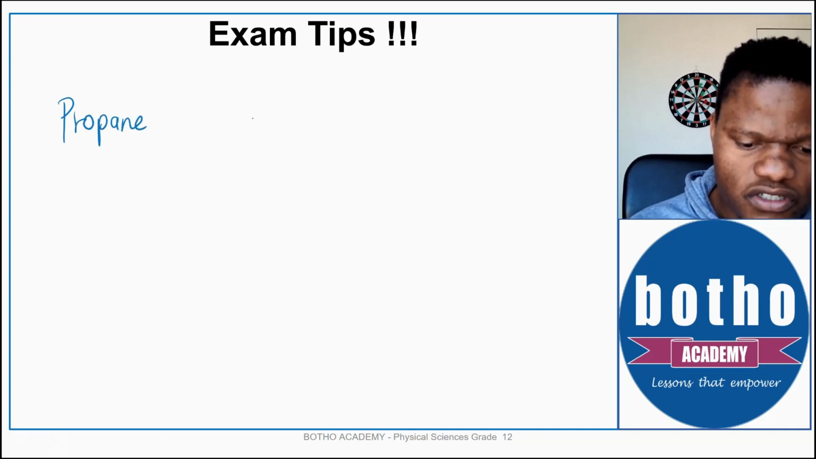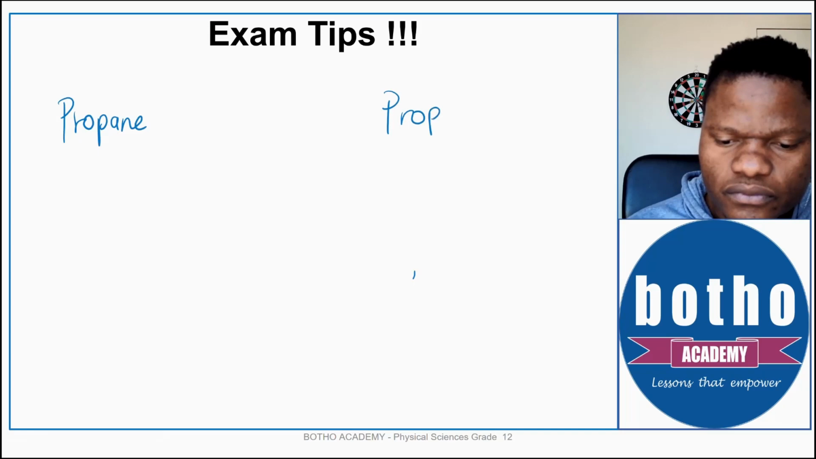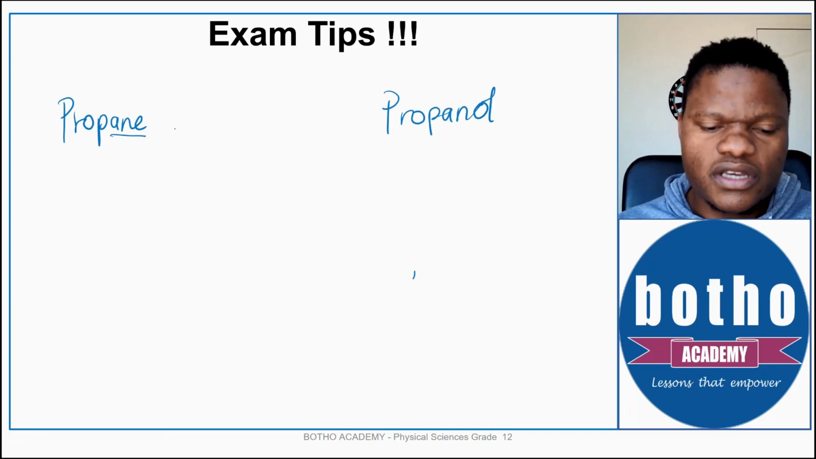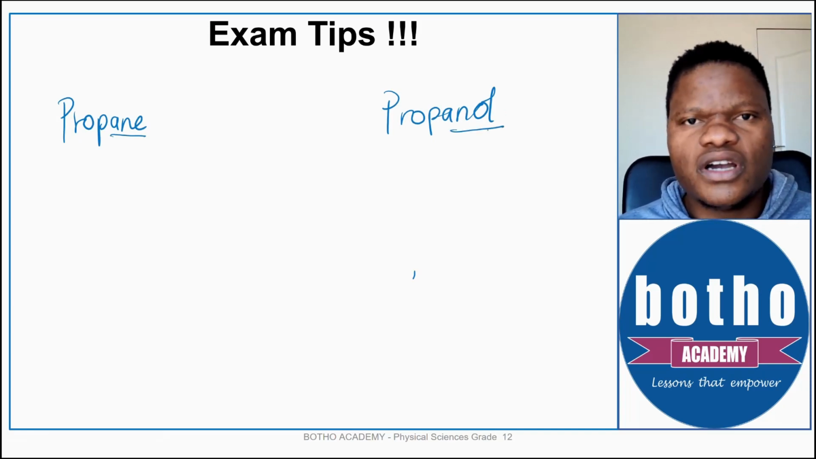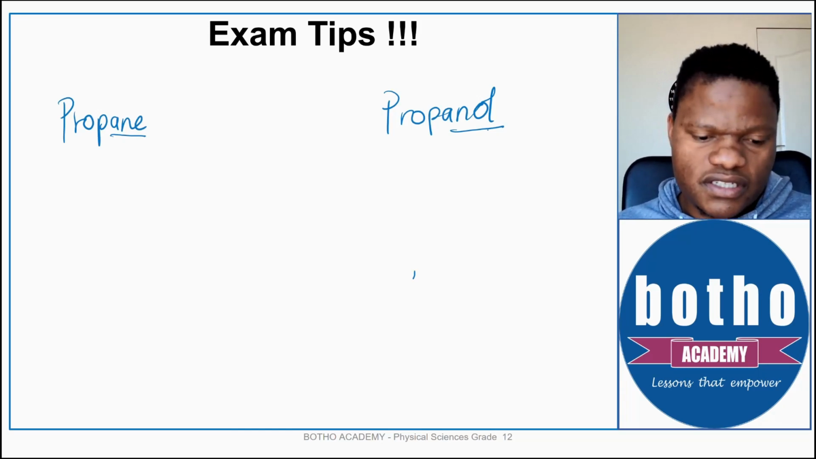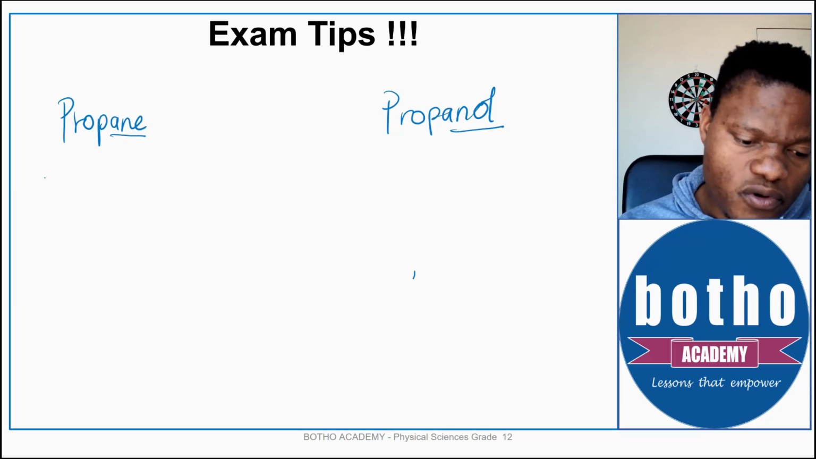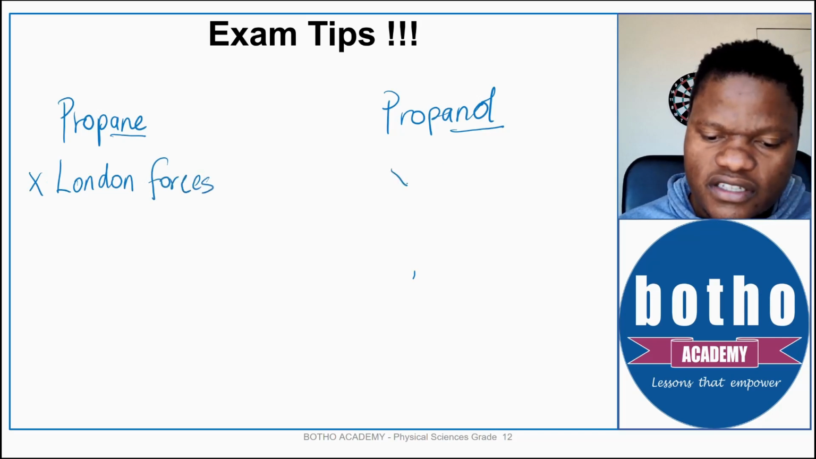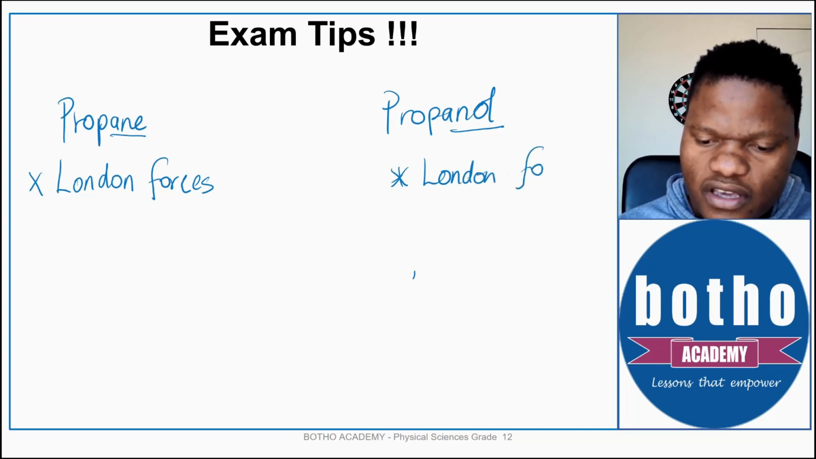I just want to talk about this just now. Propane and propanol. We know that because propane belongs to the alkanes and propanol belongs to alcohols, these are molecules that belong to 2 different homologous series. For that reason, in the propane you will find London forces only. So here we'll find London forces, and this side will find both London forces plus hydrogen bond.